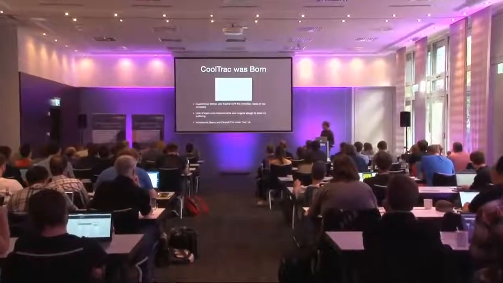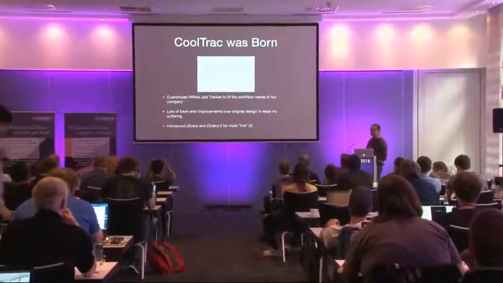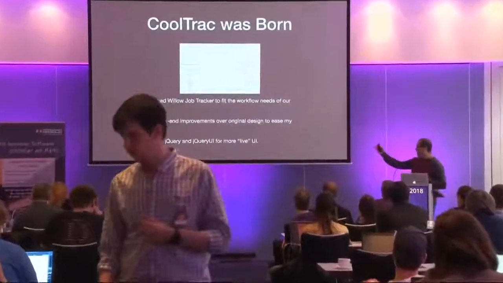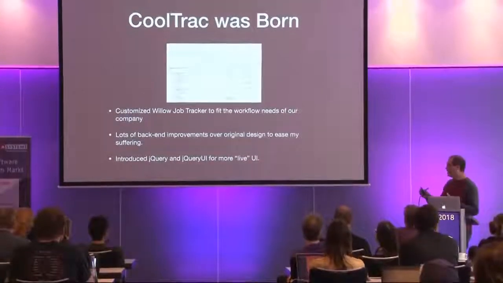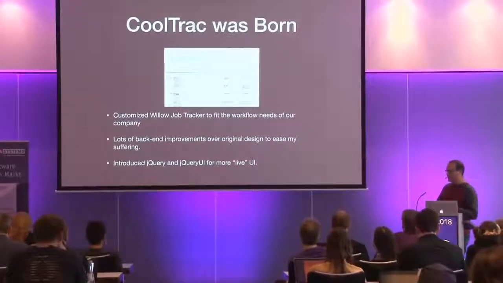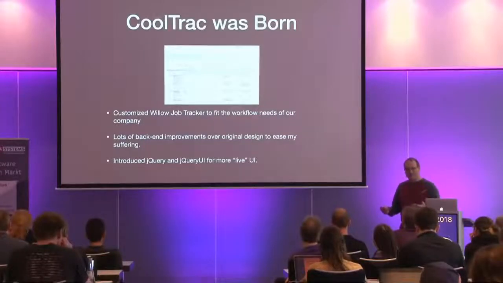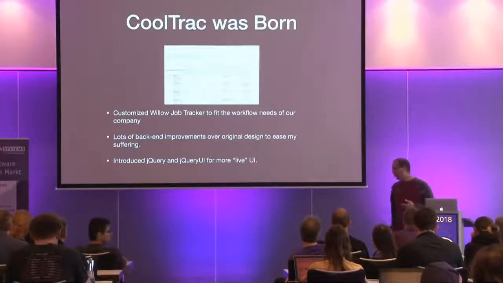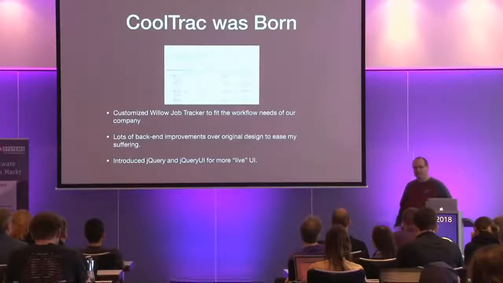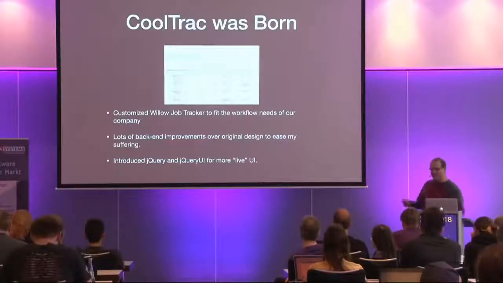So this is a screenshot of what our application looks like today. It's basically a list of jobs that are being installed. I customized it to fit the workflow needs of our company. So it's a highly customized LAMP application, lots of back-end improvements. Adding some features to this was really painful. I usually had to add about 11 files, classes and Smarty templates and things like that. And I also introduced some nicer UI improvements like jQuery and jQuery UI to try and get things a little bit more active.